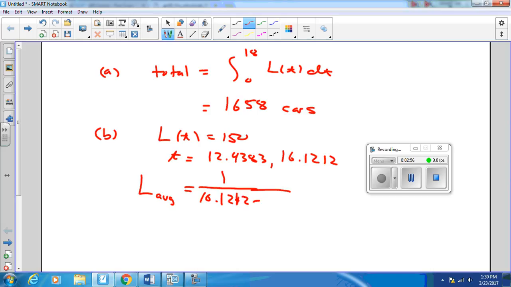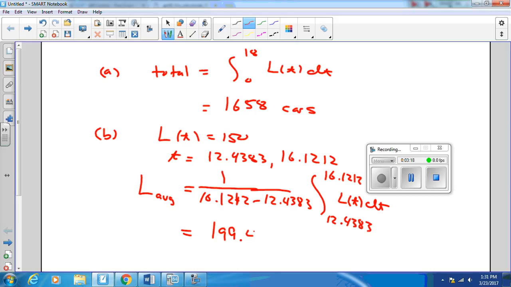One over b minus a times the integral from a to b of L of t. That turns out to be a certain average number of cars turning left per hour. What did that turn out to be? 199.4263 cars per hour. That's a lot of cars if you stop to think about it. This means more than 10 cars, about 15 cars per minute or so.